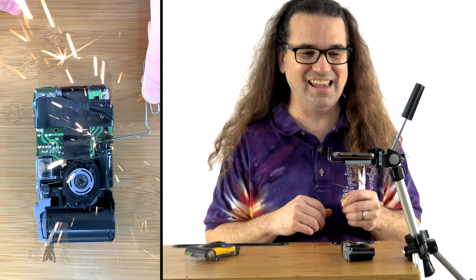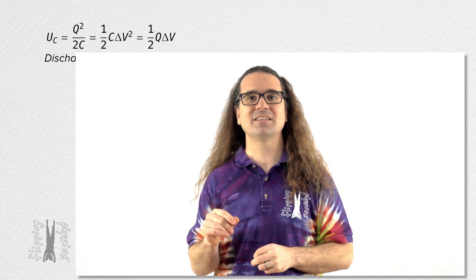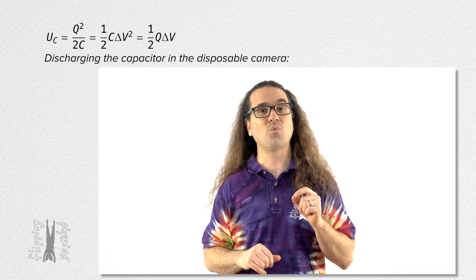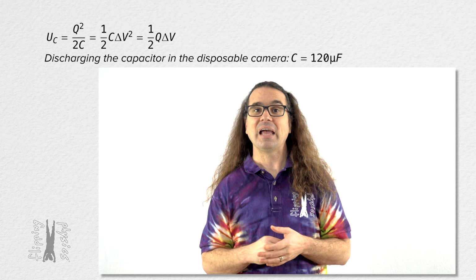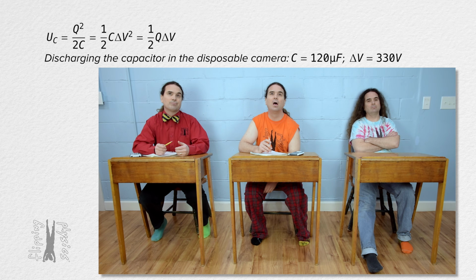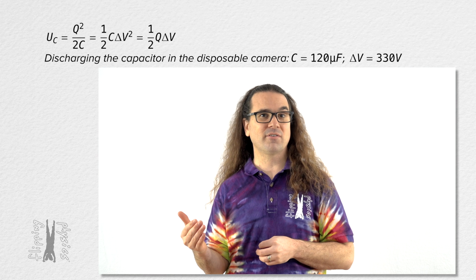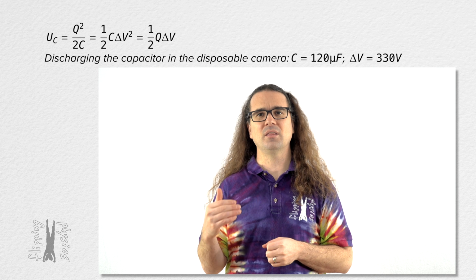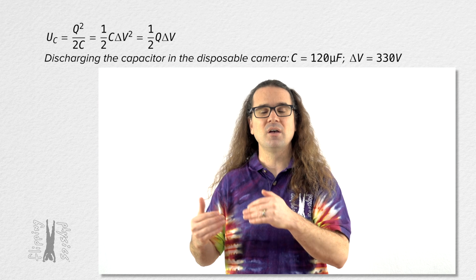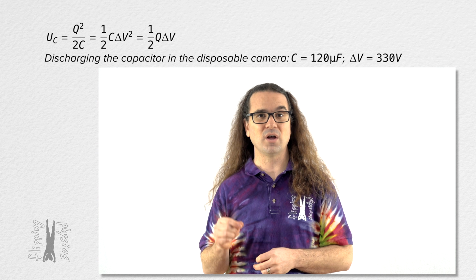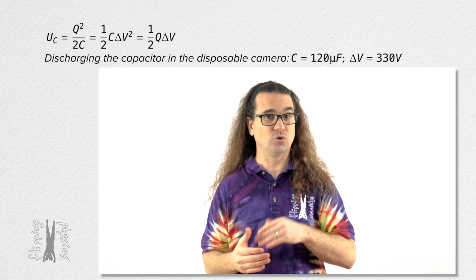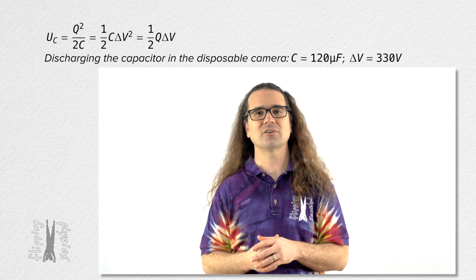Actually, you know what? Let's look at the numbers for the disposable camera capacitor I discharged. On the side of the capacitor, it states that the capacitance across the capacitor is 120 microfarads, and the electric potential difference across the capacitor is 330 volts. That means there must be some sort of step-up converter in the camera circuitry to step the electric potential difference up from the 1.5 volts across the 1 AA battery in the camera to the 330 volts across the capacitor.